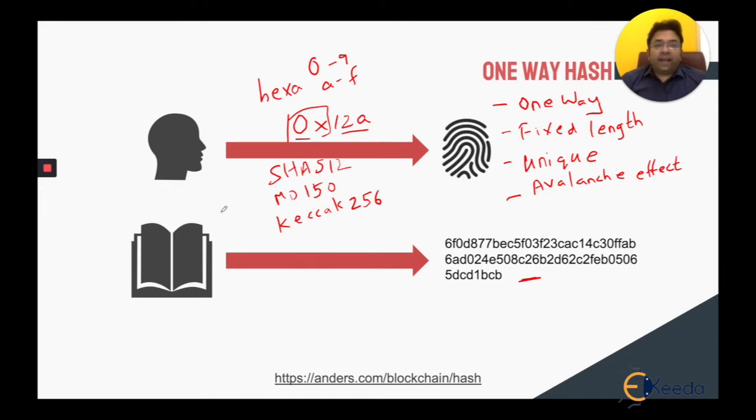Then we saw one-way hashing. It has multiple properties like one-way, fixed length, unique, avalanche effect, etc. But till now, you might be wondering, if I am not able to decrypt something, then what is the use of it? That is where I'll tell you one of the use cases of hashing.